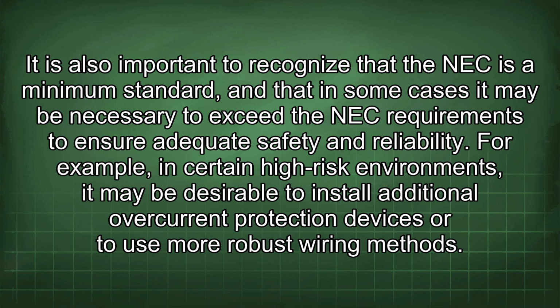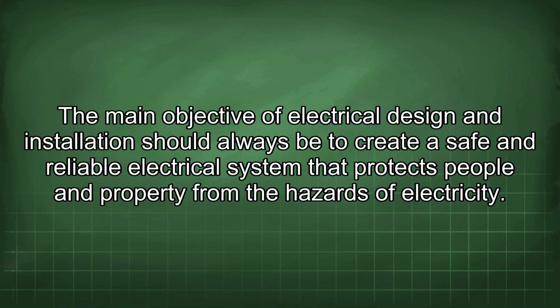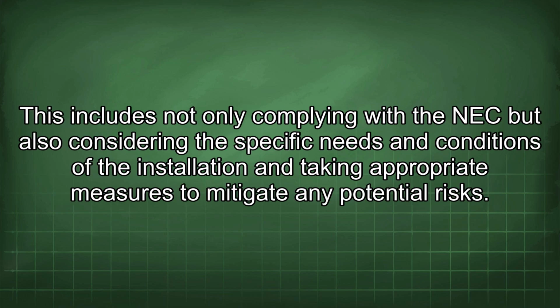For example, in certain high-risk environments, it may be desirable to install additional overcurrent protection devices or to use more robust wiring methods. The main objective of electrical design and installation should always be to create a safe and reliable electrical system that protects people and property from the hazards of electricity. This includes not only complying with the NEC but also considering the specific needs and conditions of the installation and taking appropriate measures to mitigate any potential risks.